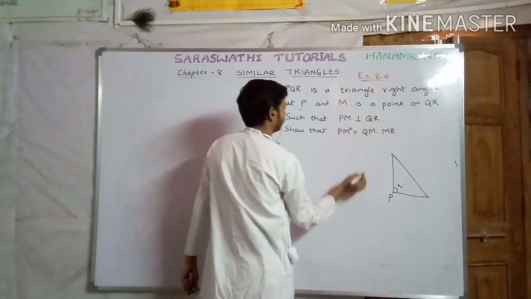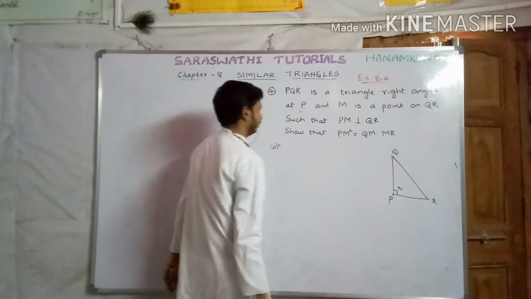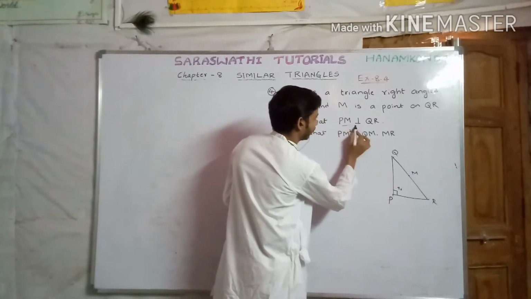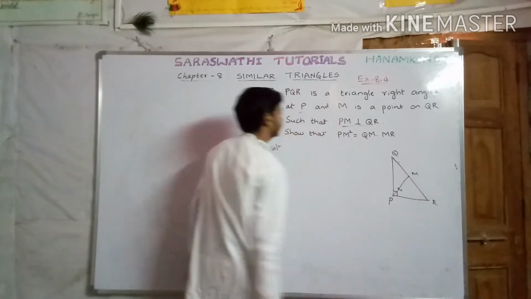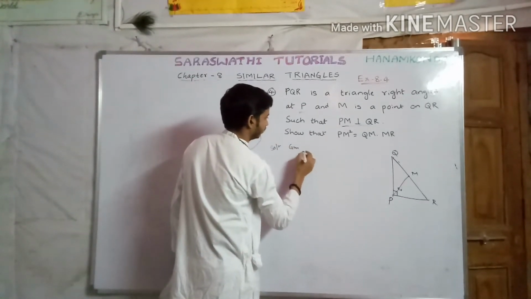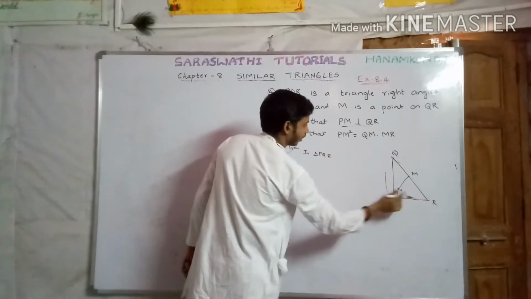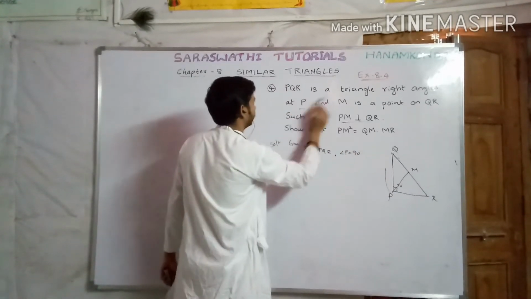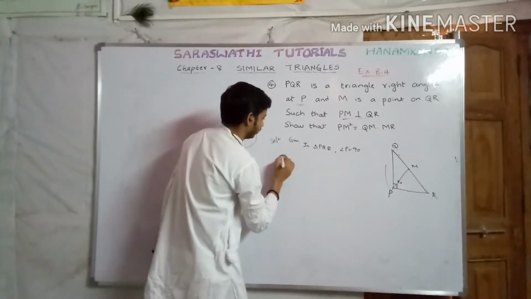And M is a point on QR. So these two points are Q and R. M is a point on QR, and PM is perpendicular to QR, it is mentioned. So PM is perpendicular to this QR. Okay, so first write the given data. Given that in triangle PQR, angle P equals 90 degrees, since it is given that PQR is right angled at P and M is a point on QR such that PM is perpendicular to QR.